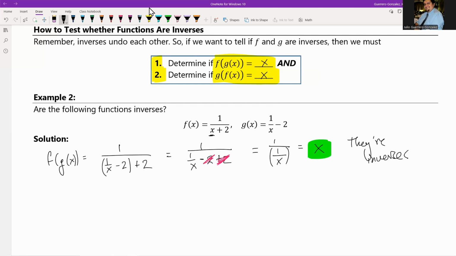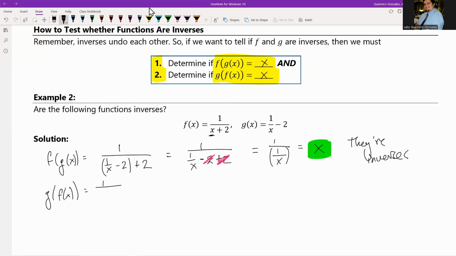We're done. Like I said, just for kicks and giggles, we are going to go ahead and do g composed f of x. So this is the other way around. I'm going to grab all of f, I'm going to grab all of this and stick it in here. Got it? Okay, here we go. So I want 1 over, whoa, I went too far. I went too fast.